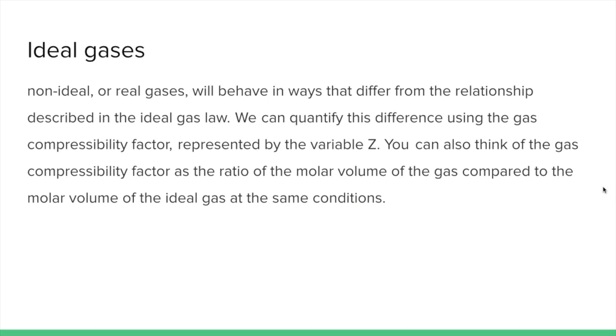Non-ideal or real gases will behave in different ways from what the ideal gas law describes. We can quantify this difference using the gas compressibility factor, represented by the variable Z. You can also think of this gas compressibility factor as the ratio of the molar volume of the gas compared to the molar volume of the ideal gas at the same condition.